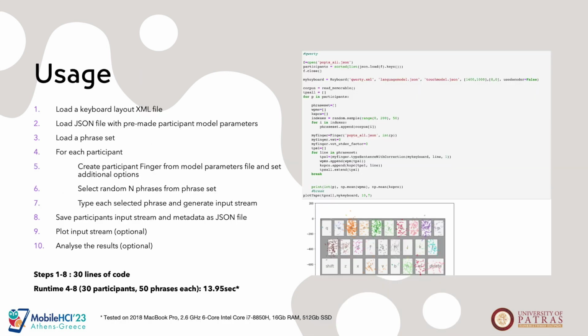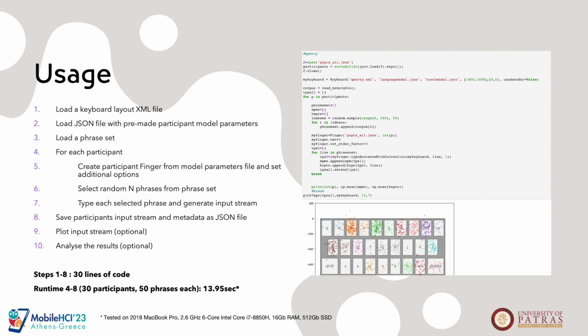Working with RoboType is very easy. A synthetic experiment requires only 30 lines of code to set up and run. An experiment such as the one presented in our paper, involving 1500 phrases, only takes about 14 seconds to execute on a mid-spec laptop computer.